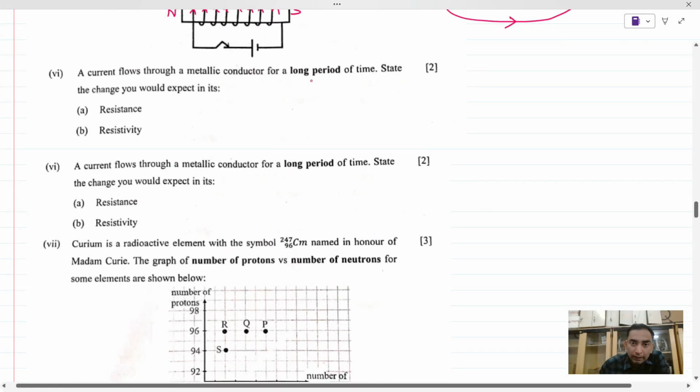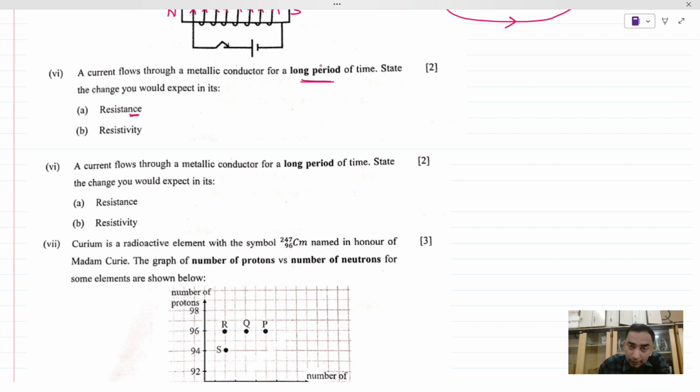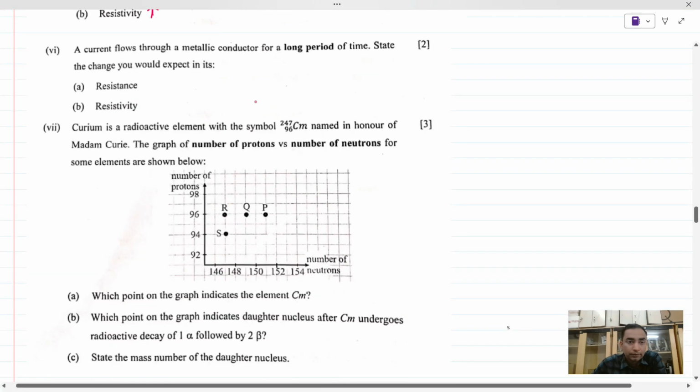The current flows through a metallic conductor for a long time. Definitely, when the current flows for a longer time, the material becomes hot. Due to the increase in temperature, the resistance in metals increases, and the resistivity also increases. There are no changes in the other quantities, so this has to increase. So both increase.